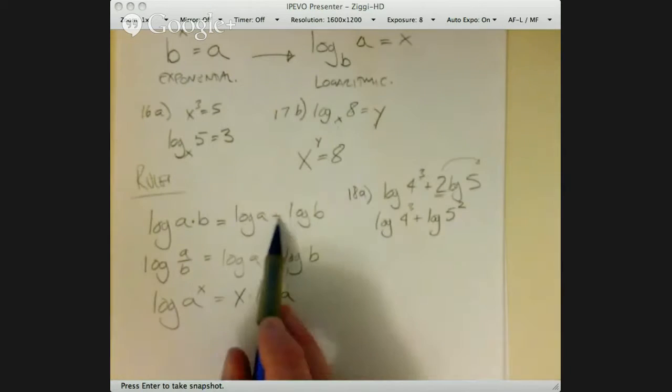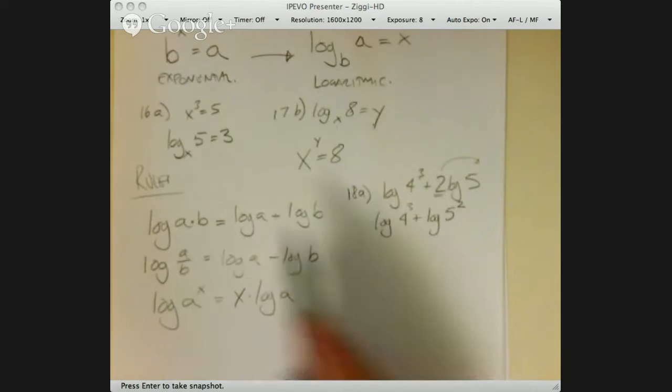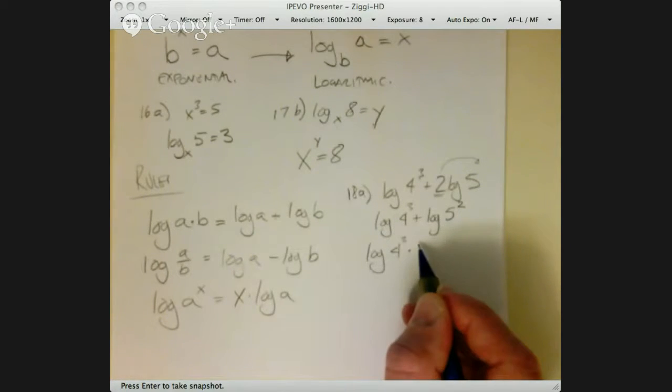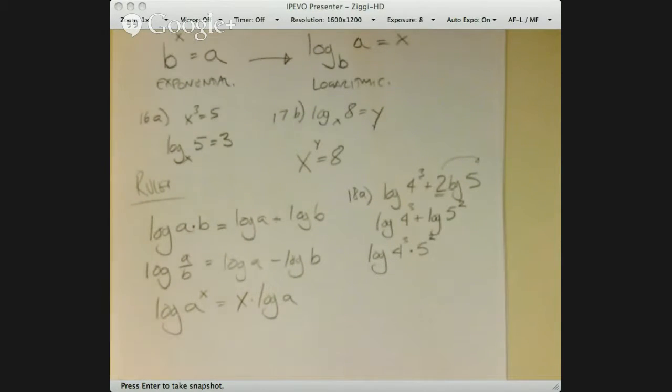Addition combines the two terms as multiplication from our rule here. So I can then say log of 4 to the third times 5 to the second, and I've combined it as one log. Now, it is possible that you would be asked to find the solution. 4 to the third is 64, 5 to the second is 25. You can multiply the two of those and you can get your answer, but I don't care what that is right now.